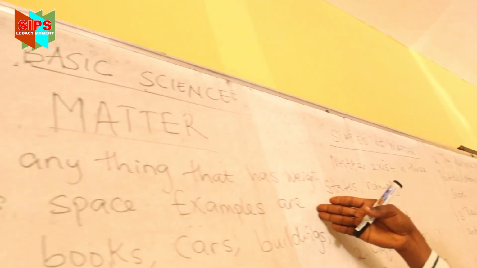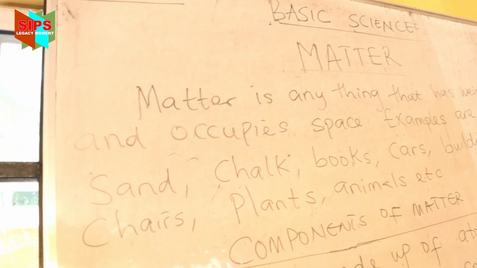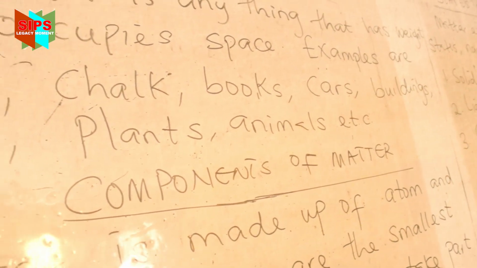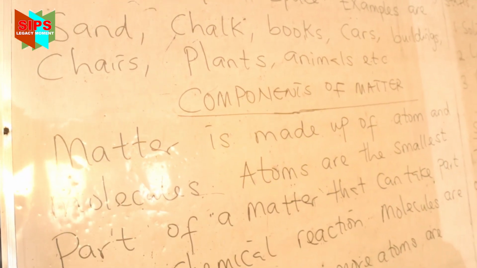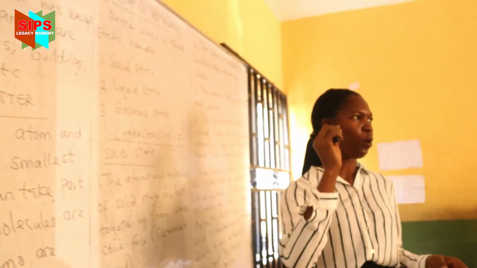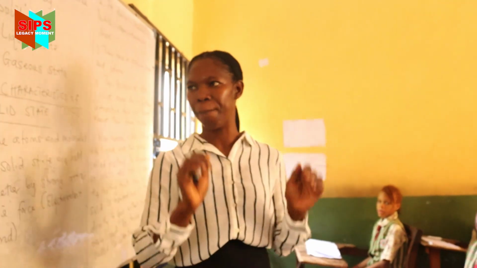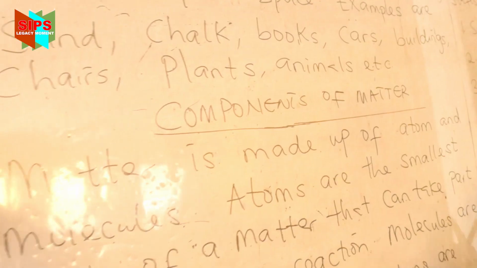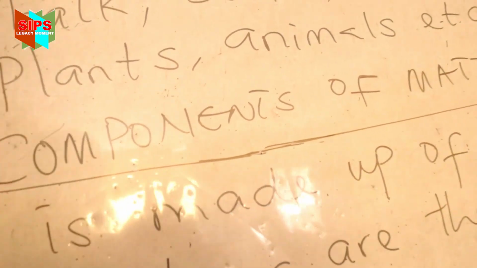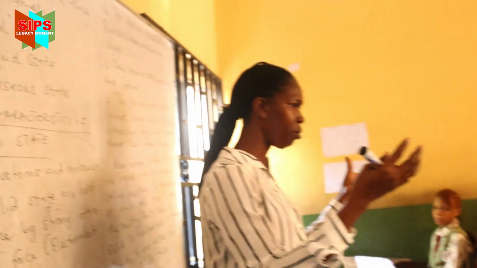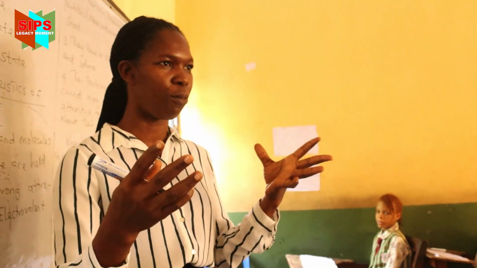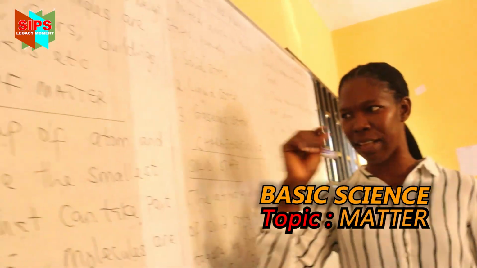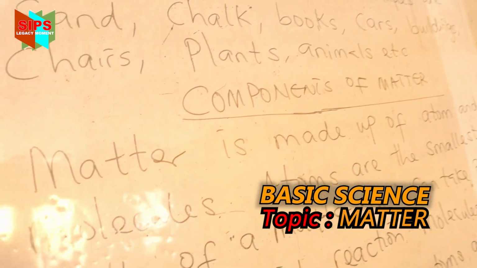Alright, on the board here we have a few examples of matter: sand, chalk, books, cars, buildings, chairs, plants, animals, water, gas, air. Anything that has weight and occupies space is called matter. Now the next subtopic is components of matter. When you hear the word components, it means what makes that thing up. What does it consist of? What builds it up? So the components of matter are basically two for our class and our level now.